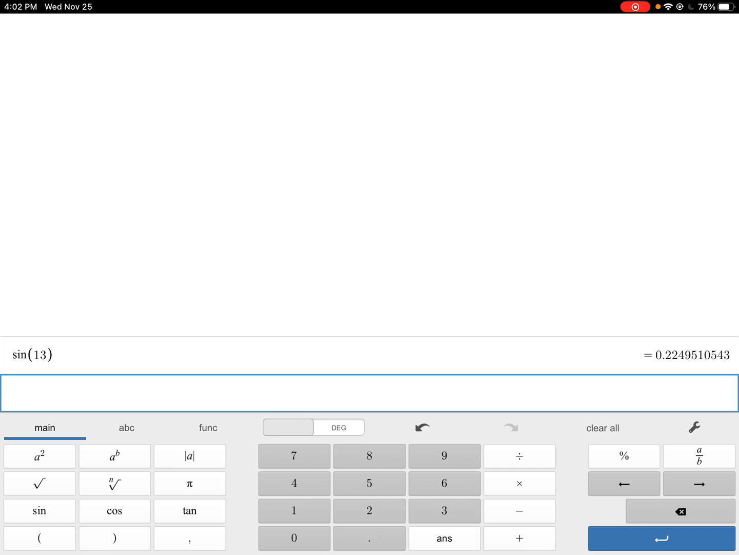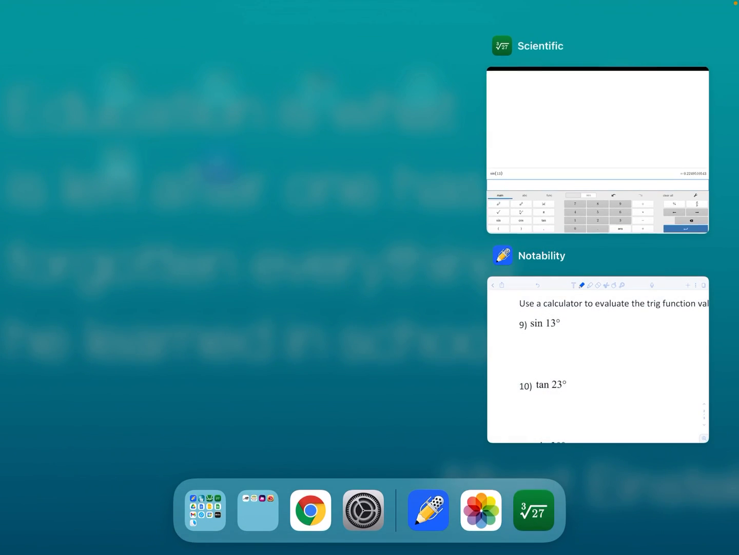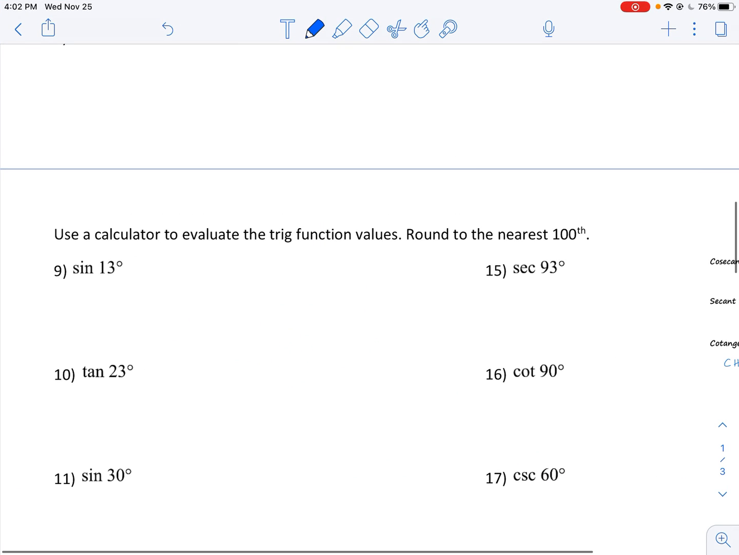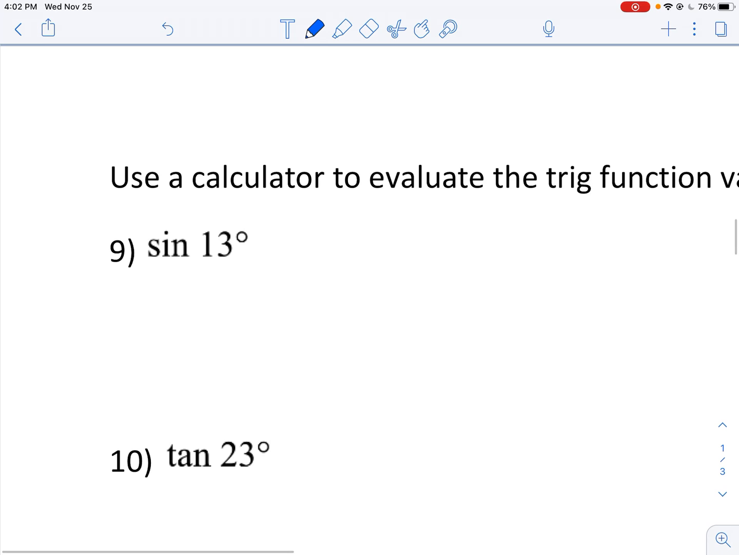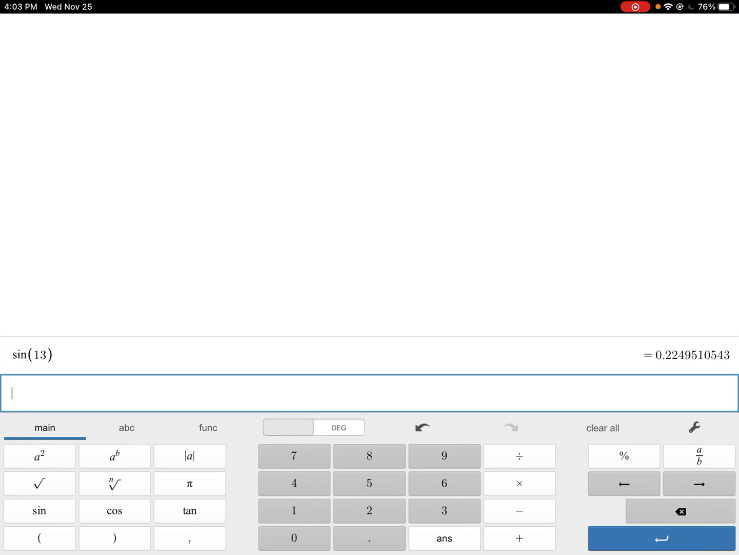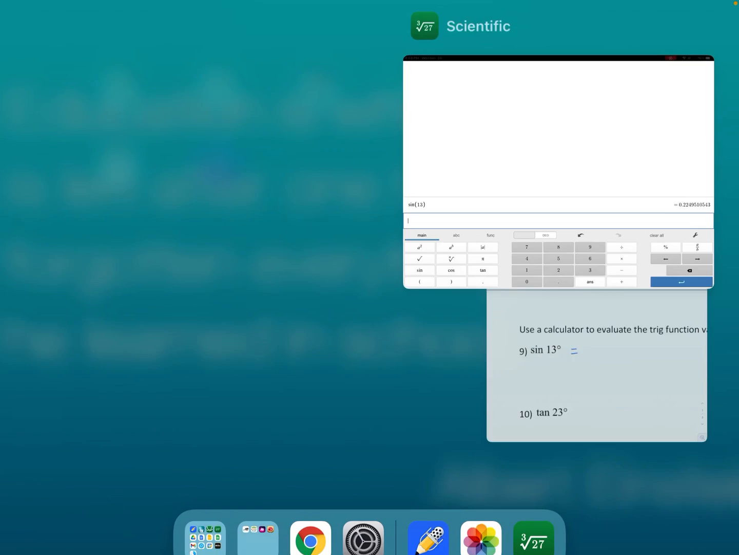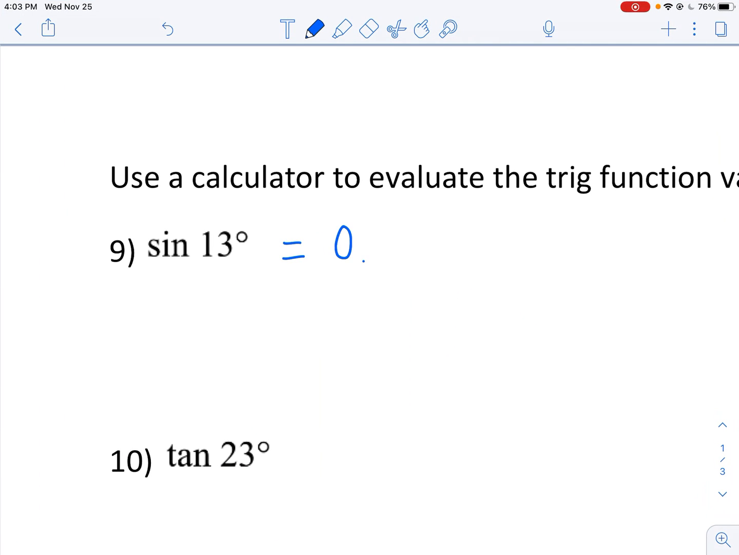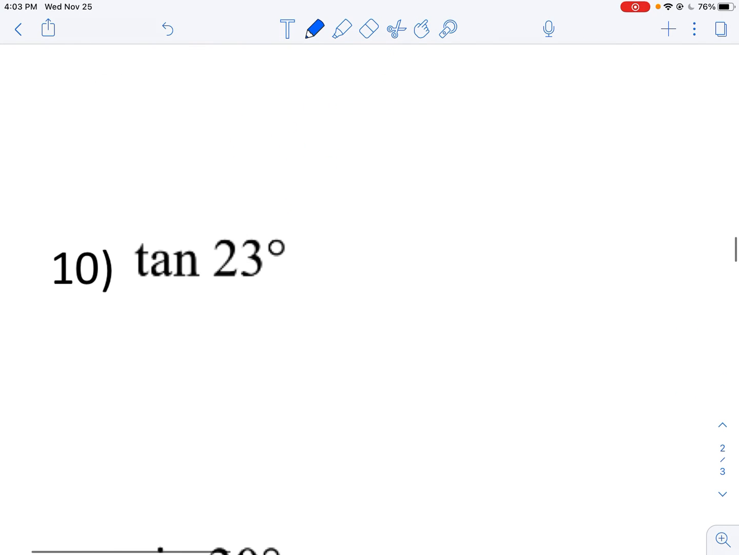It's an infinitely long decimal number. But we're going to write that down, and on our assignment, it wants us to round to the nearest 100th. That's the second decimal place. So all you need to write down is that decimal. 0.224 rounds to just 0.22. So that's why I'm going to put 0.22. And you can do any of these other ones. Go ahead and try out tangent of 23 all by yourself.